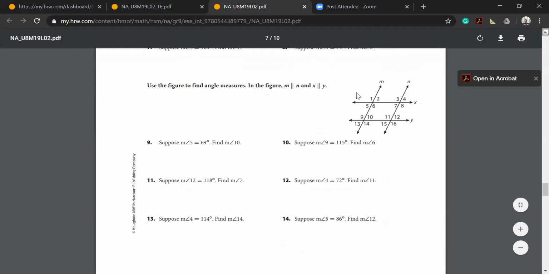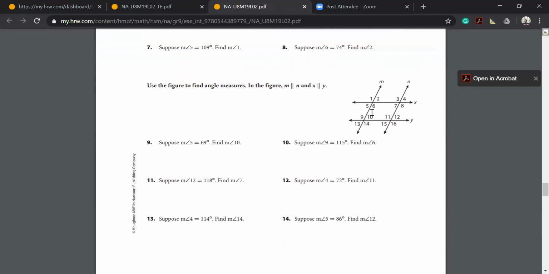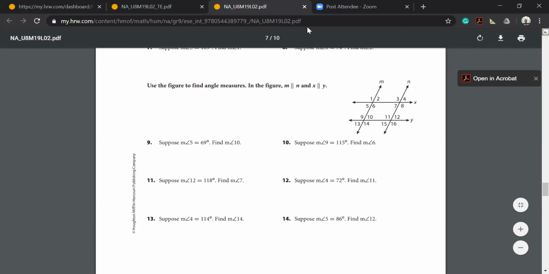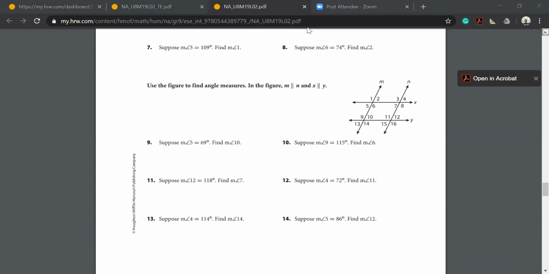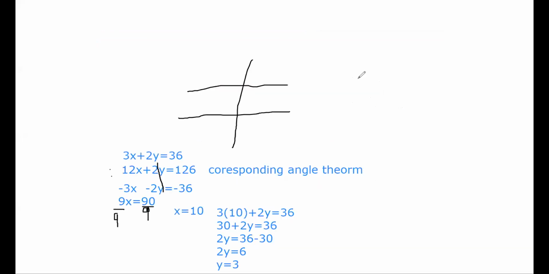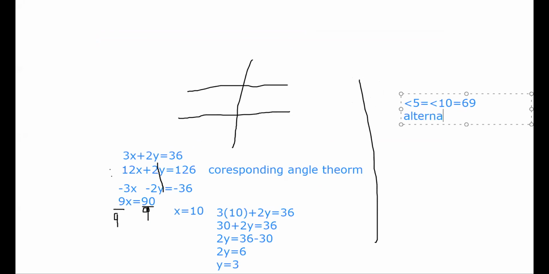Again, what is the relation between 5 and 10? 5 and 10 are alternate interior. So angle 10 will be again 69. Using which theorem? The theorem of alternate interior. So this is what you are going to write here in number 9, in the same page: measure angle 5 equal angle 10 equal 69 degrees. Using which theorem? Alternate interior.